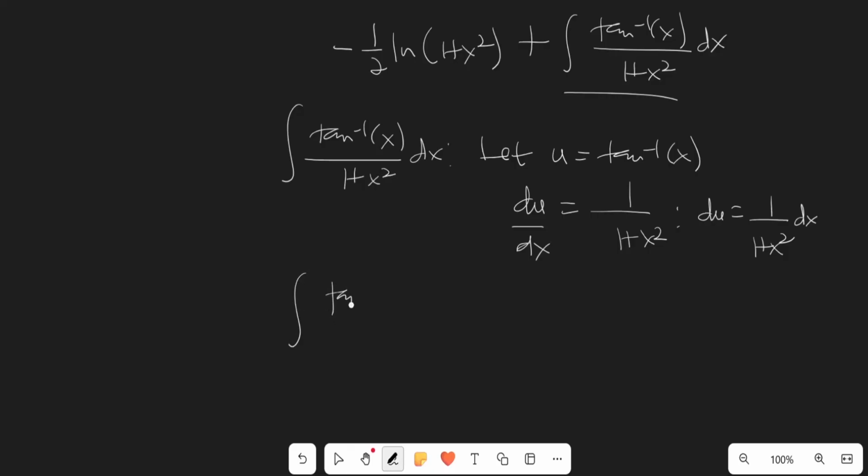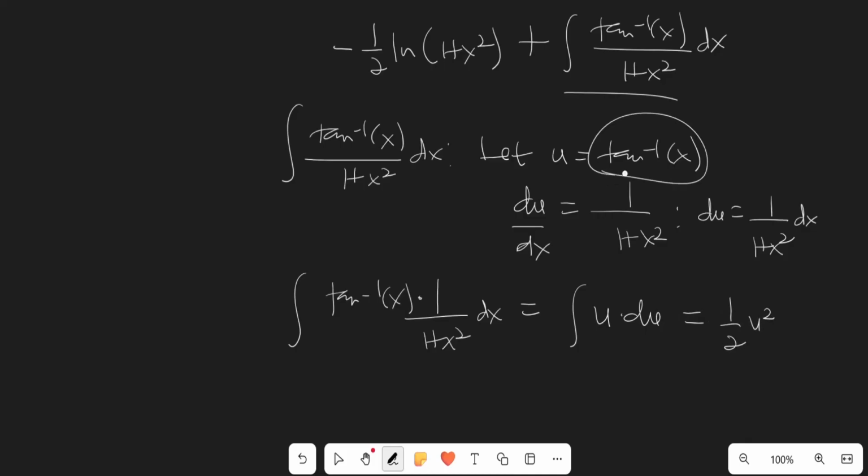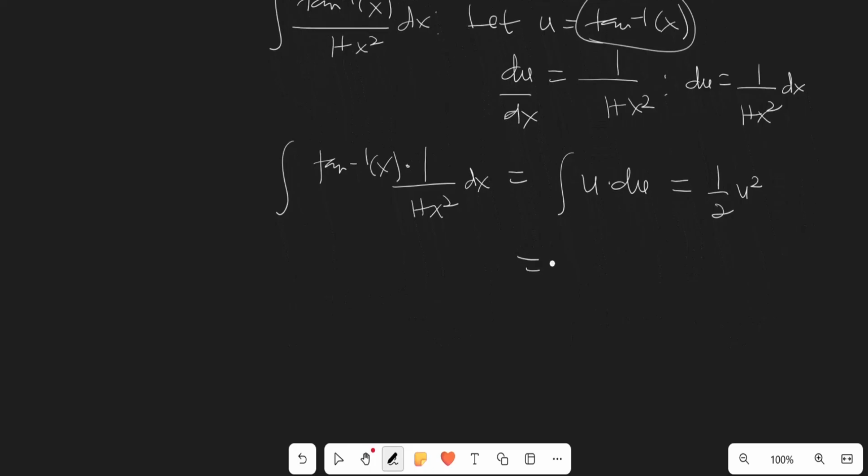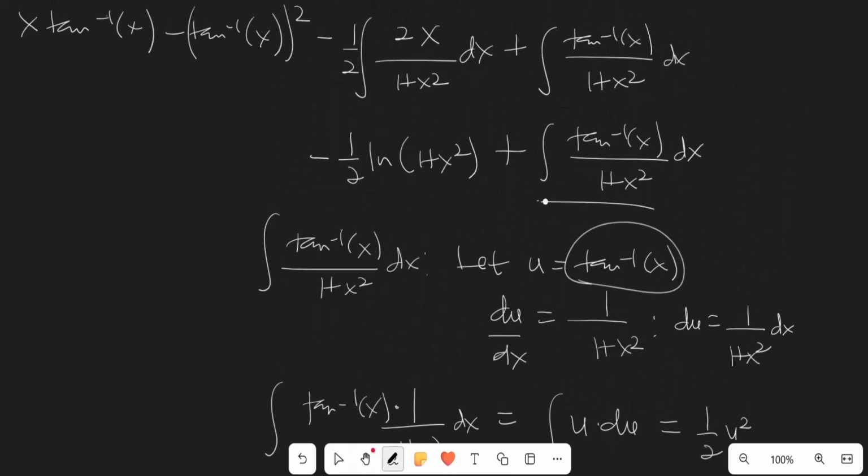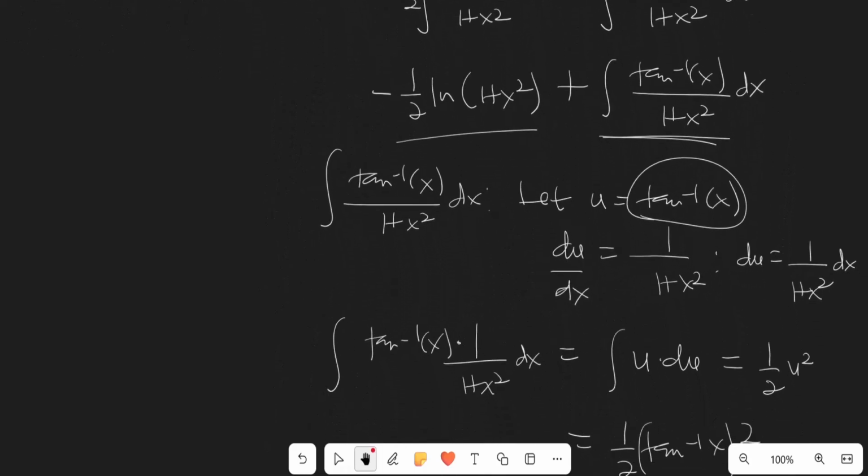So this integral, tan inverse of x times 1 over 1 plus x squared dx, this is the integral of u multiplied by du. So we are just integrating u in the u world, which is 1 over 2 u squared. And then we plug in u was tan inverse of x. So in that case, this integral reduces to 1/2 tan inverse of x all squared. So we have the value of this integral. We have integrated this, which we got this, so we can just put everything together.